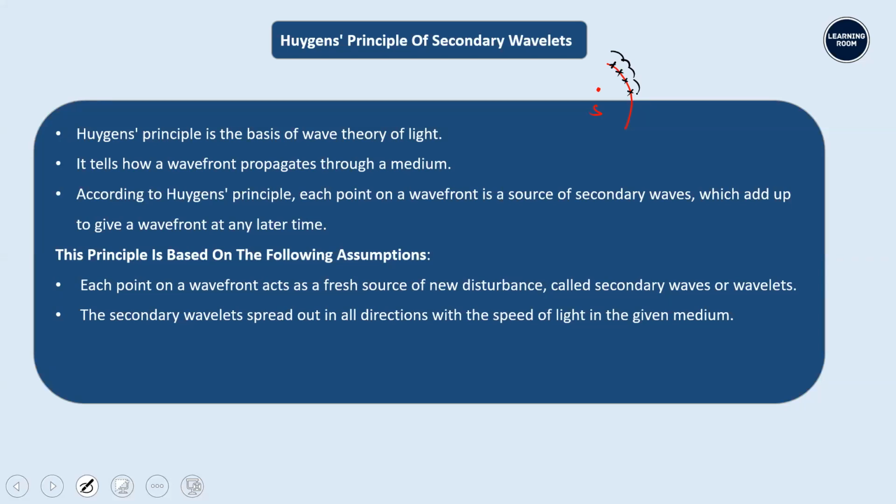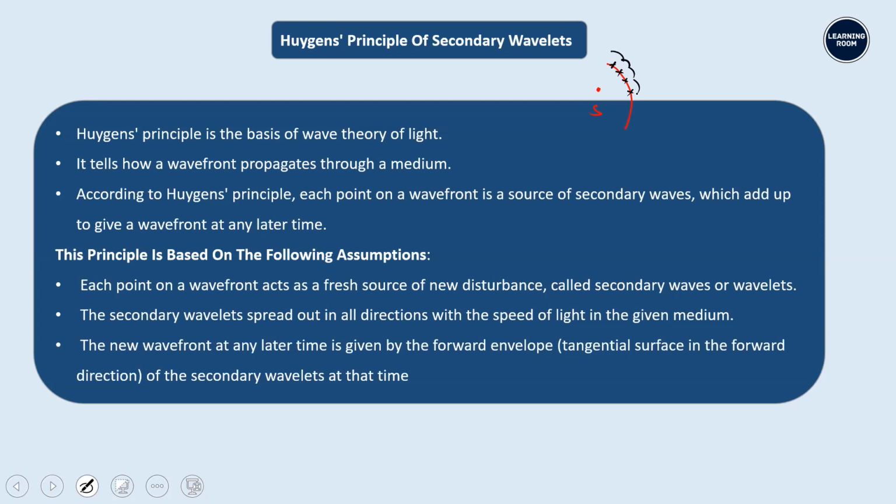And with what speed are they going to travel? They are going to travel with the speed of light in that particular medium. That's what is mentioned here. The secondary wavelets spread out in all directions with the speed of light in that given medium. If it is air medium, it is going to travel with the speed of 3 × 10^8 meters per second. If it is glass medium, it will be something else, depending on what the value of speed in that medium is. Are you guys able to understand? And the third important point is the new wavefront.